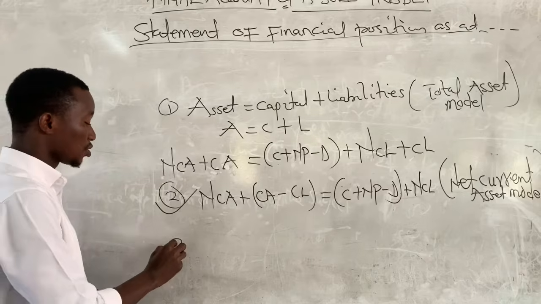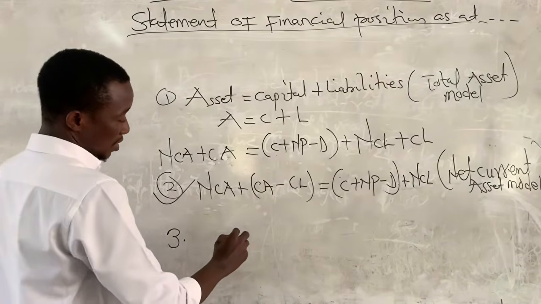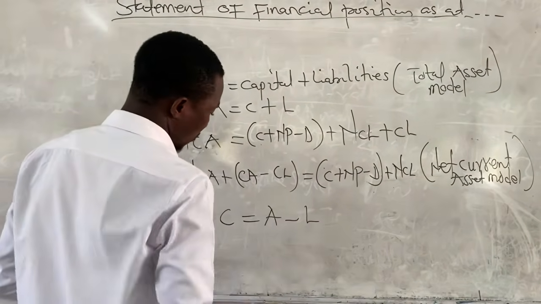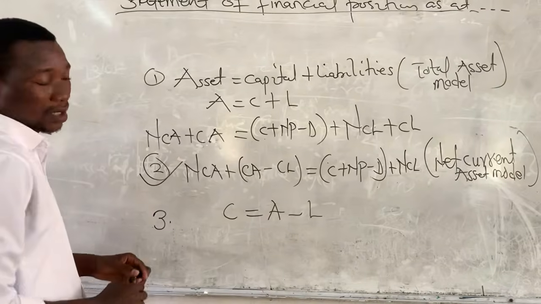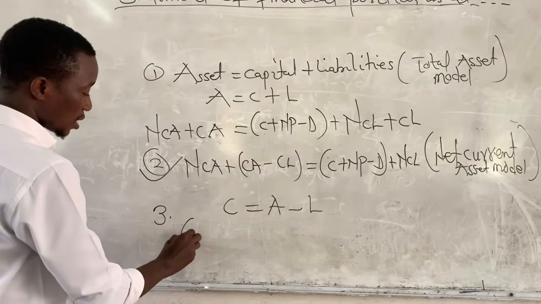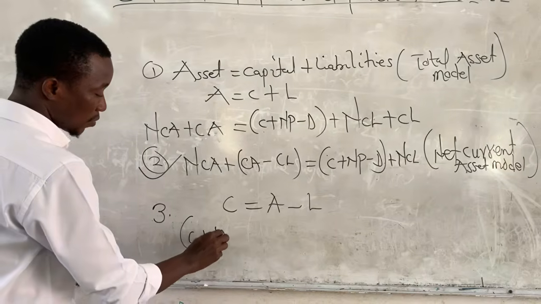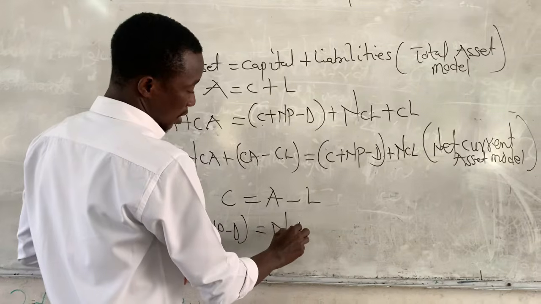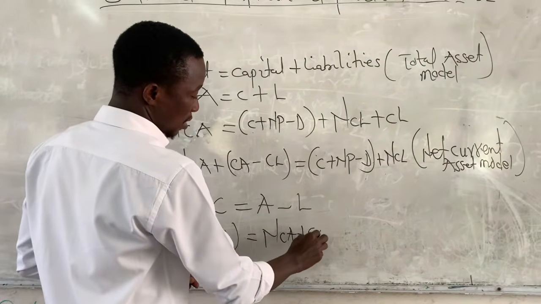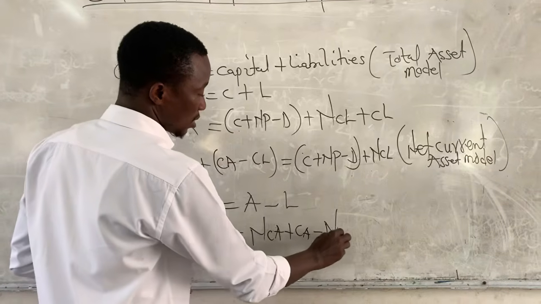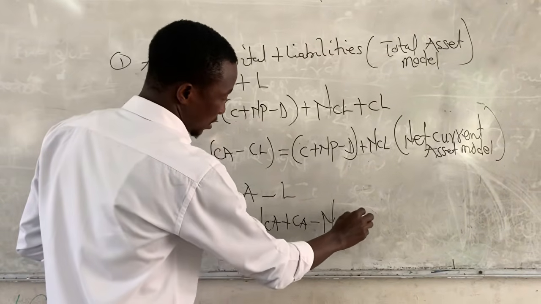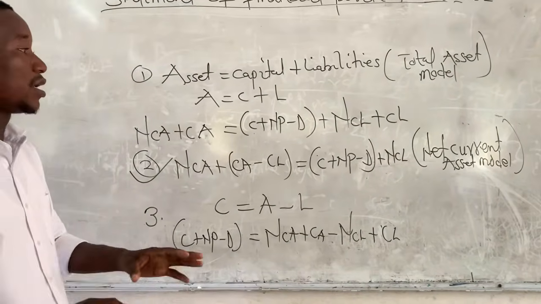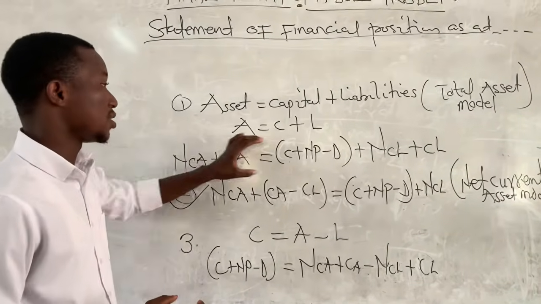And we have another model too, where capital is equal to the assets minus liabilities. Okay, we can still express this equation to where we'll be having the owner's equity or the capital plus any net profit or loss minus drawings. Is that okay? After that, we have the non-current assets plus the current assets minus the non-current liability plus the current liabilities. But before that, you have to know the items that constitute into this, okay?